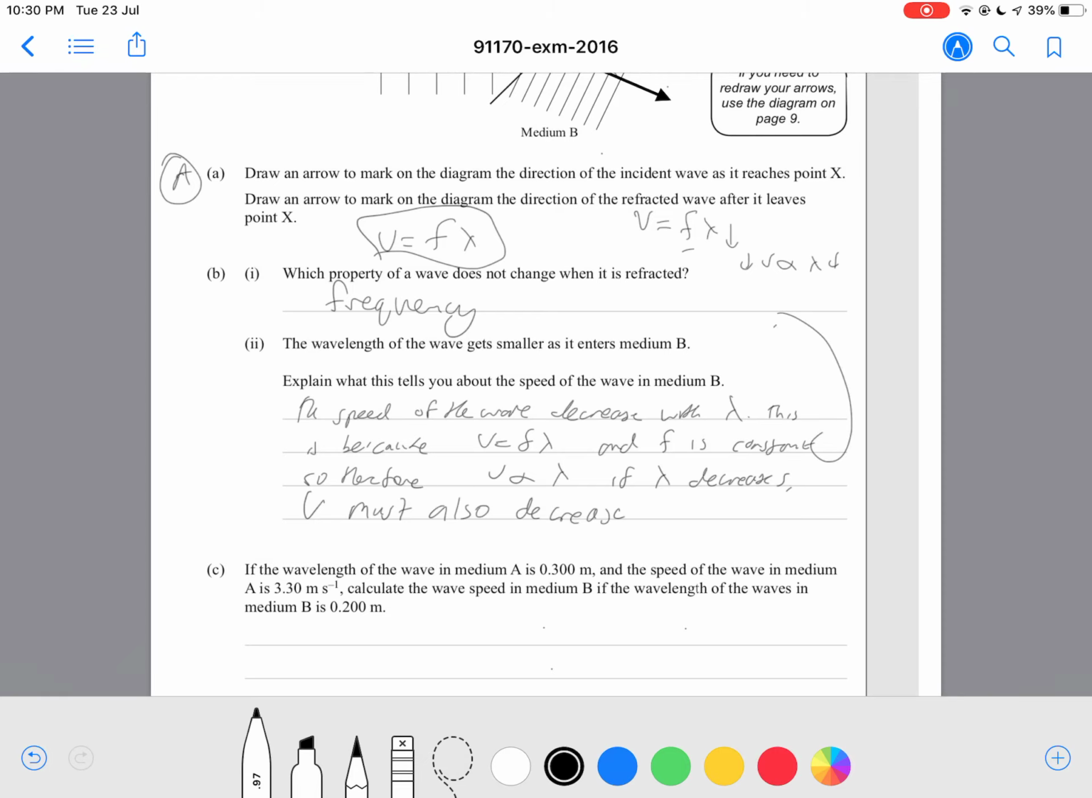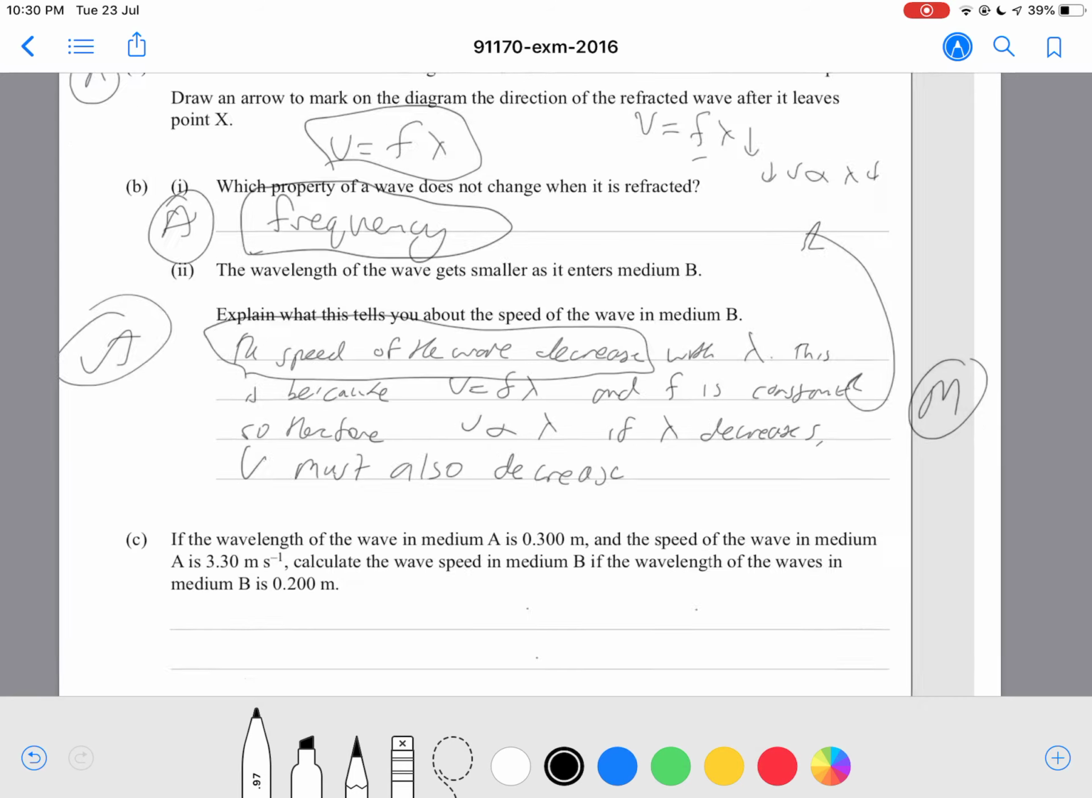You need both of these, frequency correct and the explanation correct, to get a merit grade. To get an achieved, you have frequency correct here. That's one way to get an achieved, and another way to get an achieved is to say that the speed of the wave will decrease.